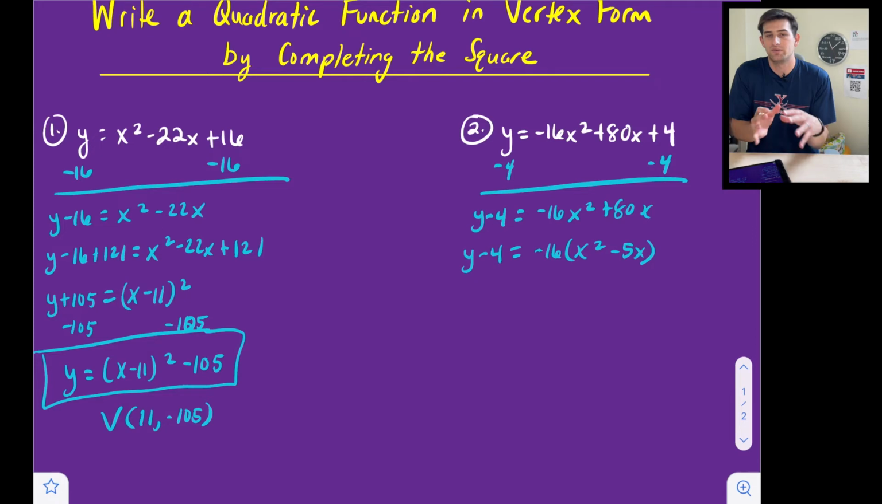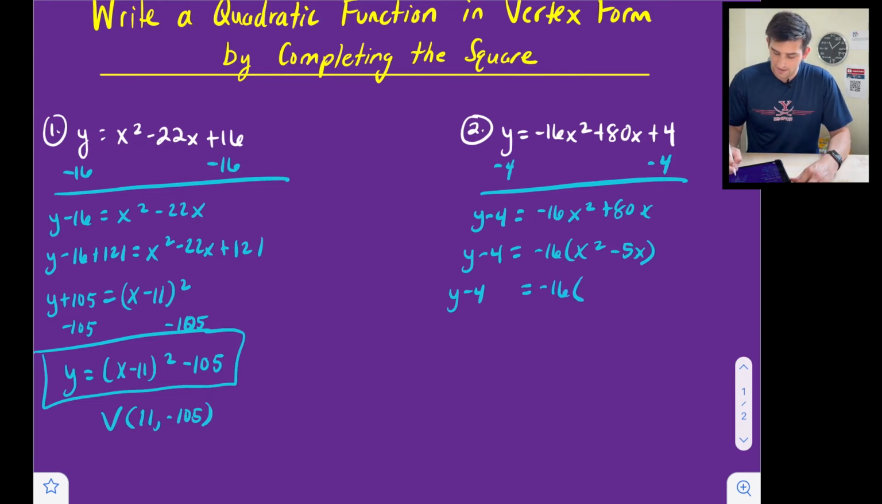Now let's complete the square inside the parentheses. So we have y minus 4, and I'm going to leave a little bit of space because I know I need to add something to both sides. And now we have negative 16, and then we have x squared minus 5x. Here we need to think, okay, negative 5 divided by 2 and square that. Since 5 is an odd number, it's going to result in a fraction, and that fraction is going to be 25 over 4.